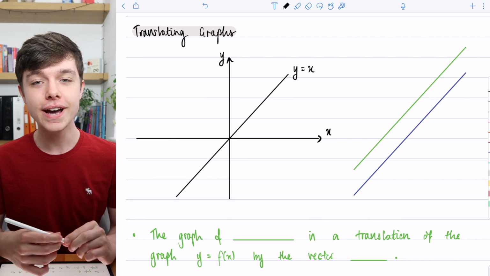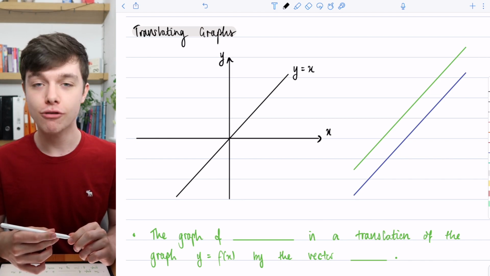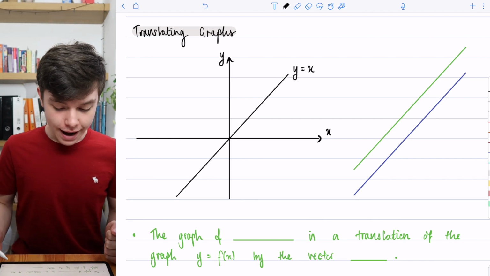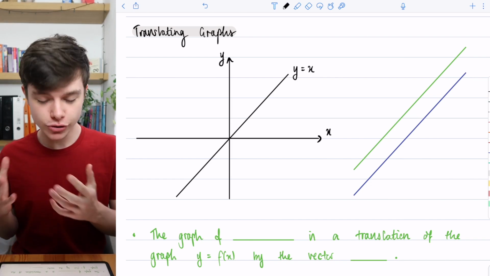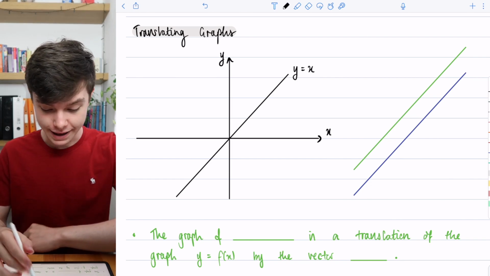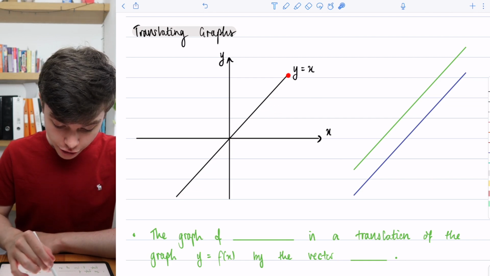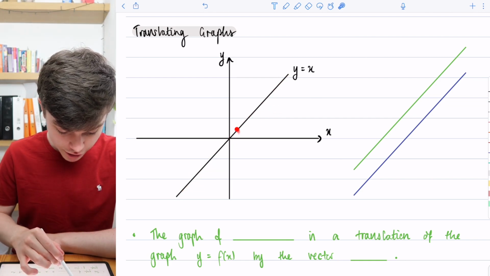In this video we're going to have a look at translating graphs. On the screen here I have a straight line, and it's the general straight line y is equal to x. So it's a straight line, it's got a gradient of 1, it passes through the origin here.